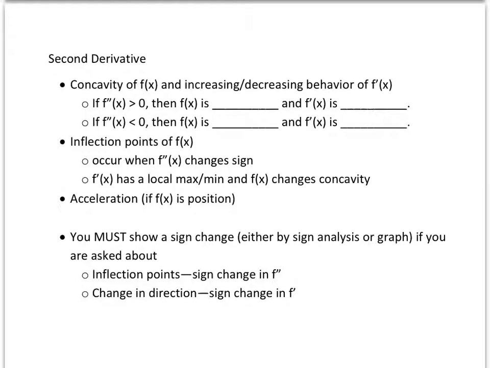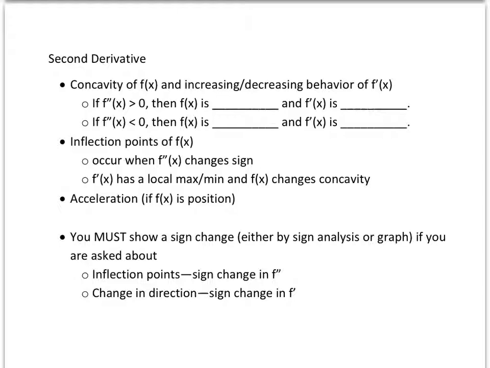Thinking about the second derivative now, the second derivative is associated primarily in our heads with concavity and inflection points. Those are the two things we should have associated with the second derivative. The second derivative tells us about concavity of f. It also tells us about the increasing and decreasing behavior of the first derivative because of their relationship. The first to second derivative have the same relationship as f to the first derivative.